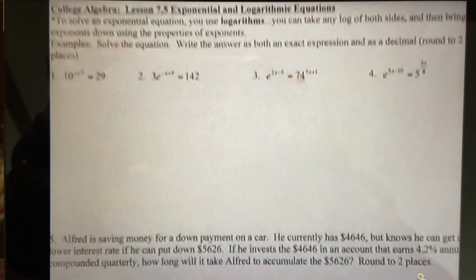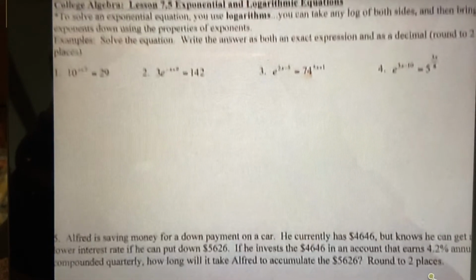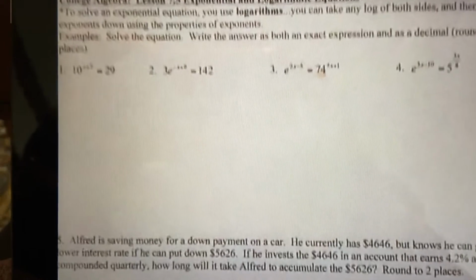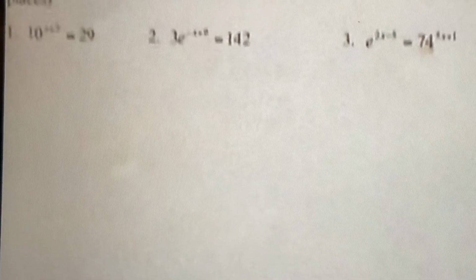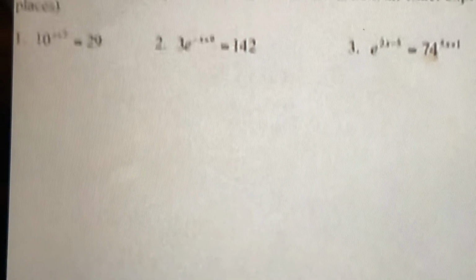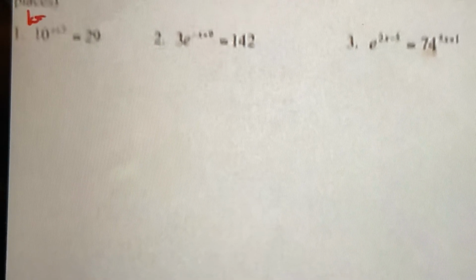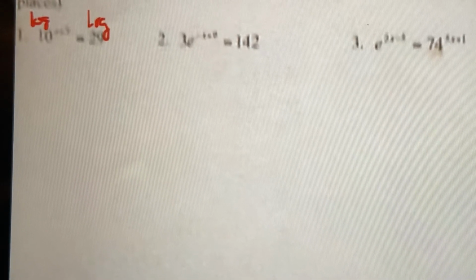Number 1 says 10 to the x plus 7 power equals 29. Because the exponent has the variable x, and I'm always solving for x, to get that exponent down, I just take the log of both sides. Since it's a number, I'm going to take a common log. So I'm doing log of 10 to the x plus 7 equals log of 29.